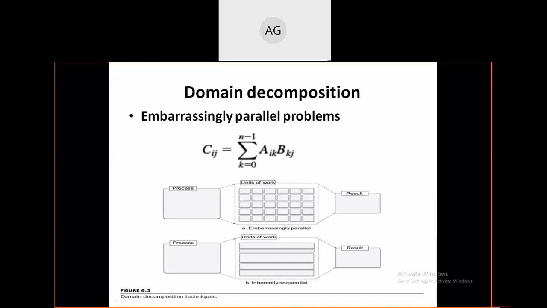Here we need not synchronize any different threads, which means we cannot synchronize one unit of work to another unit of work. And we do not share the data. Suppose in this folder, this unit of work has some information, a different kind of information, and this one has another kind of information.